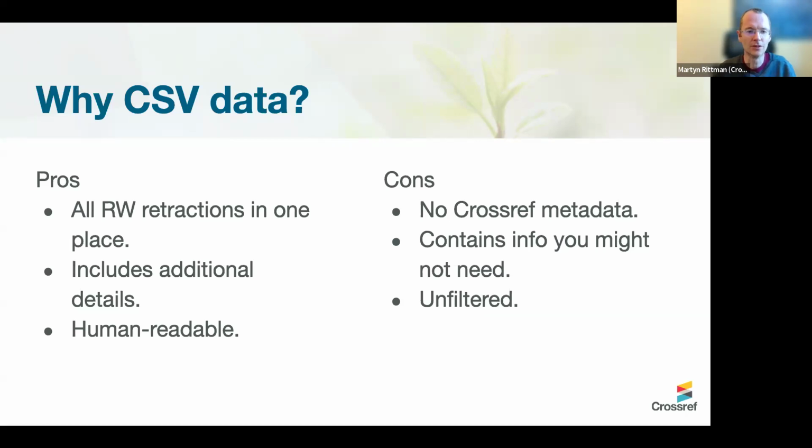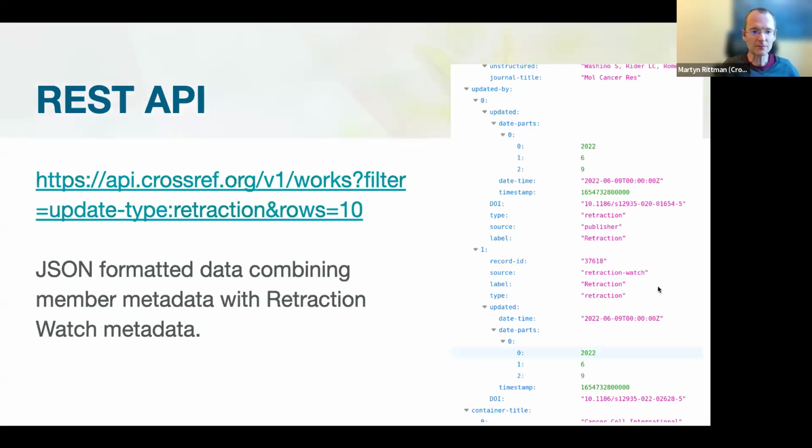So yeah, we can move on to the other method for getting retractions, which is the REST API. This is the Crossref REST API where we have all of our metadata, and we're talking specifically about the works endpoint of the REST API. You can see in the URL here, it's api.crossref.org/v1/works. So this contains all of our articles, books, chapters, preprints and so on.